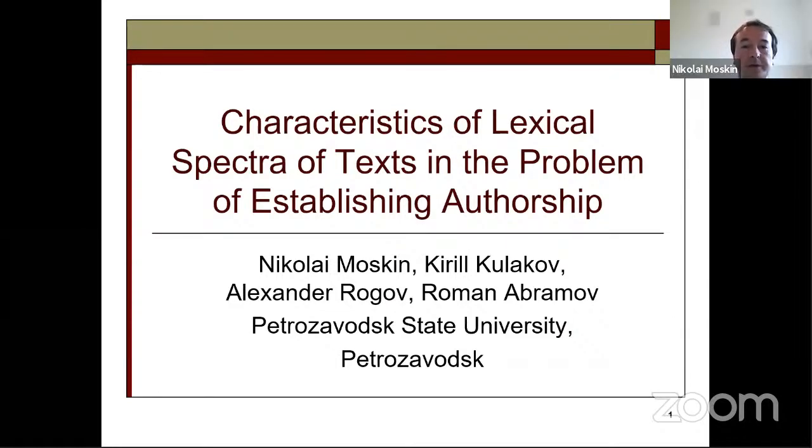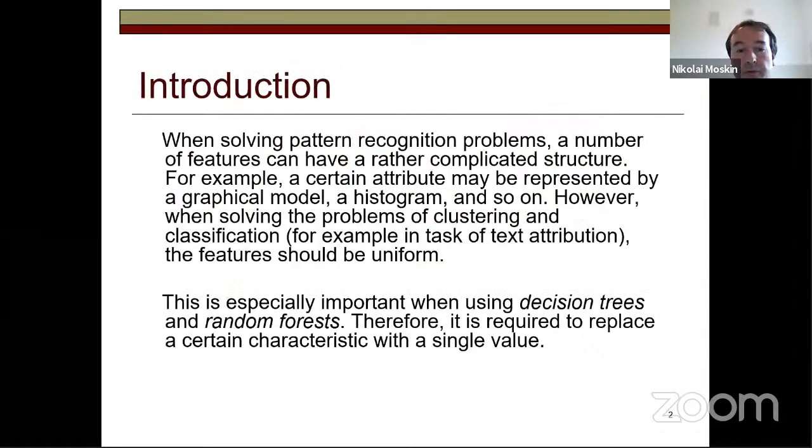My report is characteristics of lexical spectra of text in the problem of establishing authorship. When solving pattern recognition problems, a number of features can have a rather complicated structure. For example, a certain attribute may be represented by a graphical model, a histogram, and so on. However, when solving problems of clustering and classification, for example in the task of text attribution, the features should be uniform. This is especially important when using decision trees or random forests. Therefore, it is required to replace a certain characteristic with a single value.